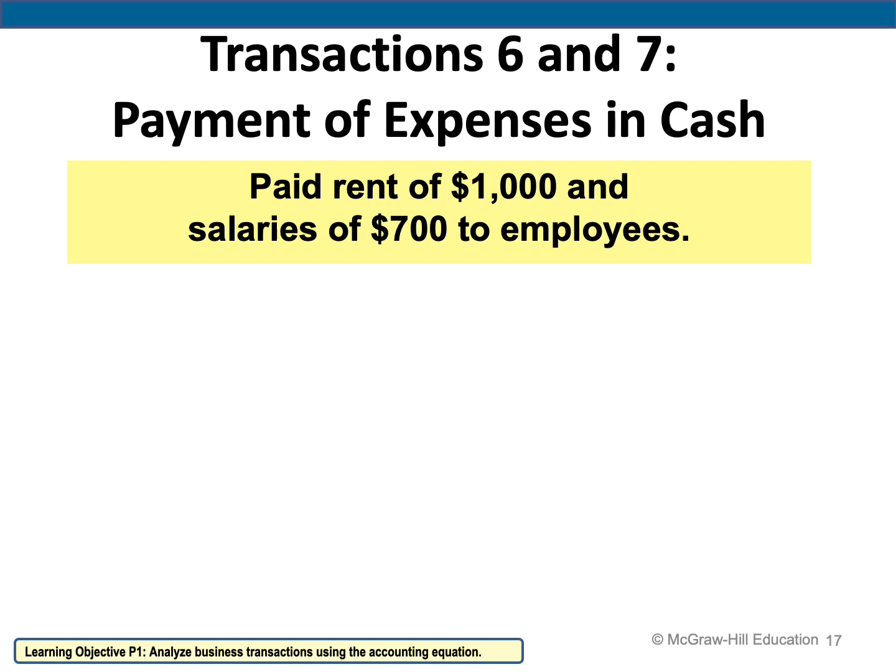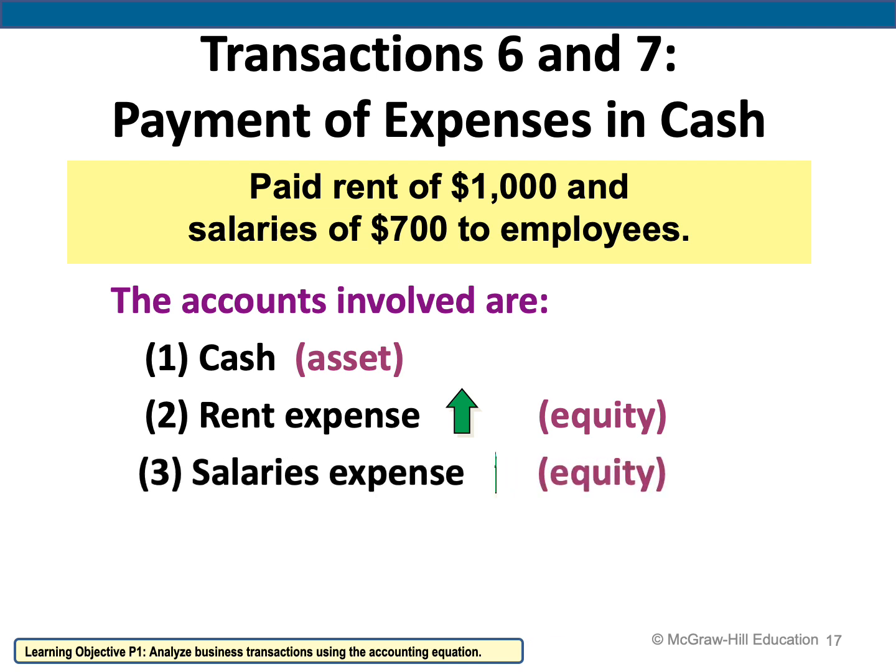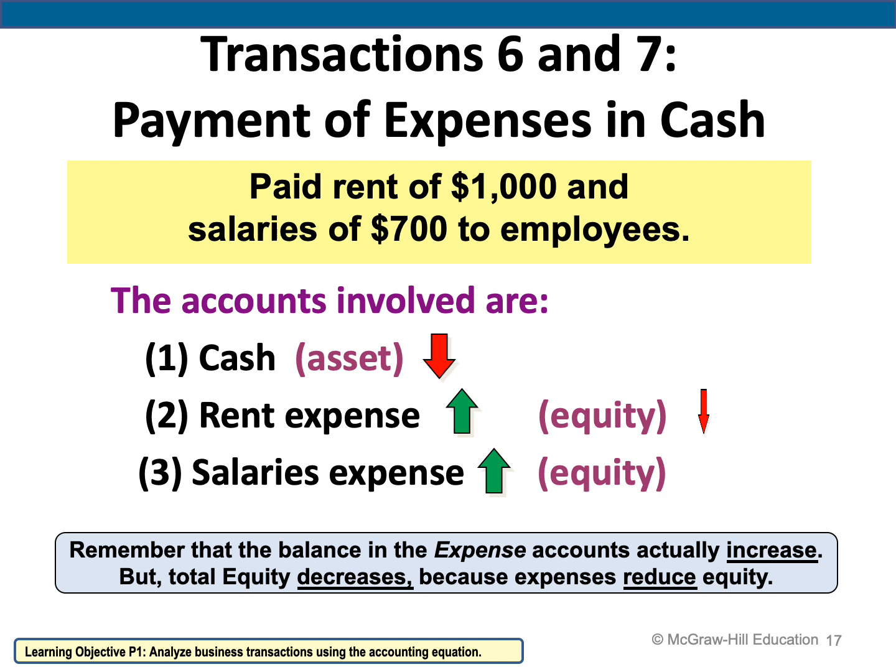So now what will happen? If I'm paying rent, it's an expense. If I have salaries, it's an expense as well. So my expenses are going to increase and my cash is going to decrease. Cash is an asset. Rent expense is part of equity and it's going to increase. Salaries expense is going to increase. And cash is going to decrease.